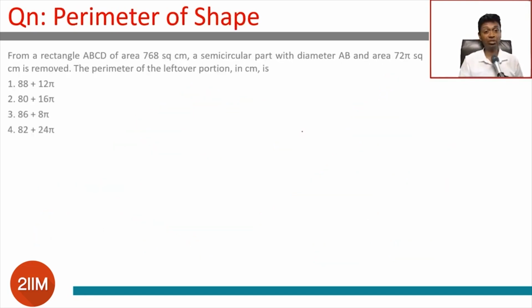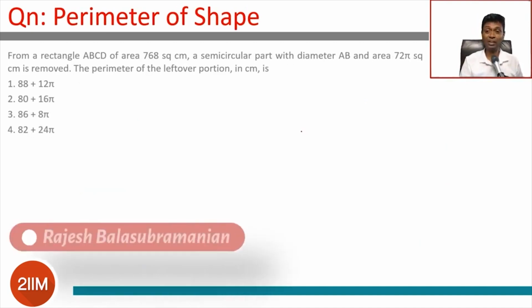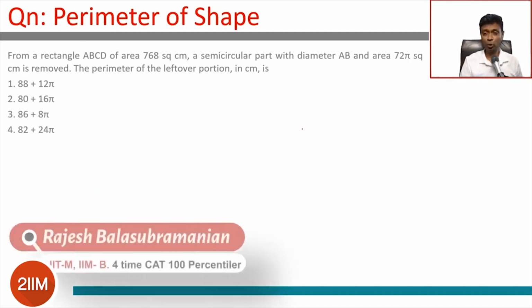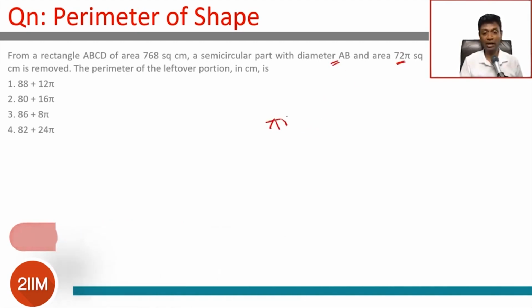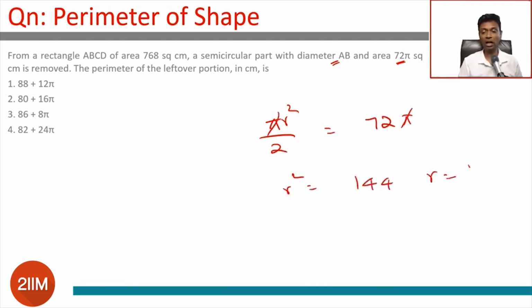From a rectangle ABCD of 768 square centimeters, a semicircular part with diameter AB and area 72 pi square centimeters is removed. Diameter AB, area is 72 pi. Area is pi r square by 2. That is 72 pi. The pi gets cancelled. R square is 144 or R is 12. The radius of this semicircle is 12. The diameter is AB, or AB should be 24.